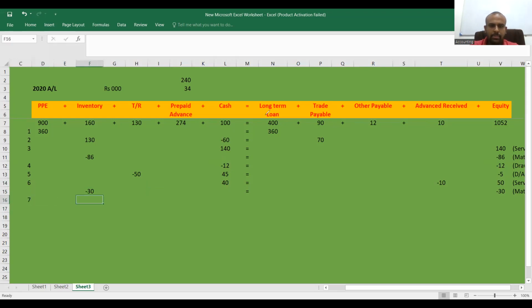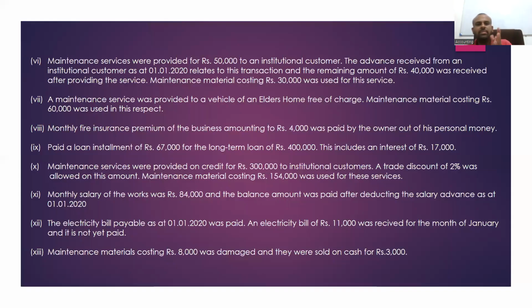Transaction number 7. The maintenance services were provided for a vehicle of an elder home free of charge. Maintenance material 60,000. There's an outflow, but there's no inflow, right? So nothing you can recognize as an income, but there's an expense of 60,000, right?